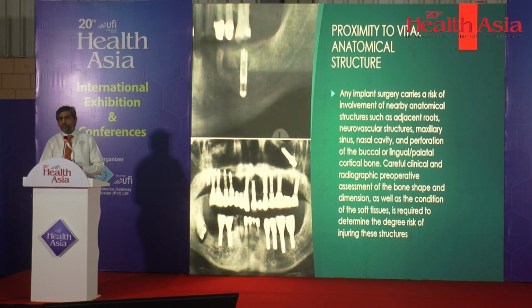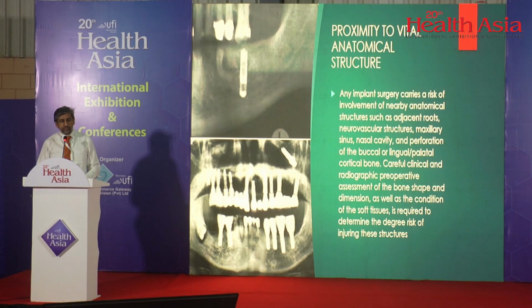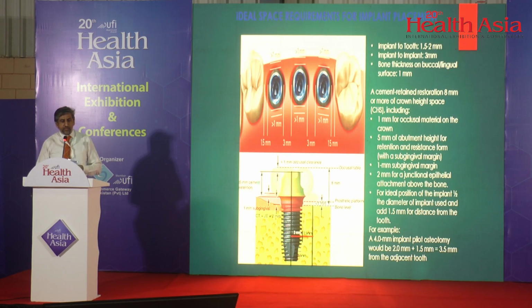You need to see the proximal vital anatomical structures as well, like the inferior alveolar nerve, the mental nerve, maxillary sinus, nasal floor. You need to check on the radiographs to identify which implant you are placing and where you are placing the implant. Now, this slide is very important once you are doing the implant.